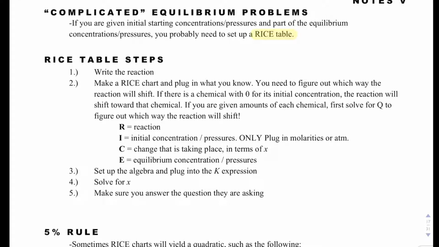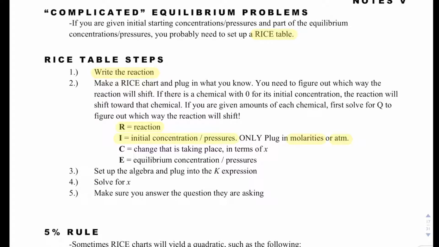So the first thing, you need to have your reaction written, and that's what the R of rice stands for. And then you're going to read what the problem says and try to plug in things to your rice table. The I of rice stands for initial concentration, and it's important that that's just whatever they give you, that you start out with a certain amount. And it can only be molarities, which is what you'll see maybe 90% of the time, or atmospheres. So those are the only things that can be plugged into a rice table.